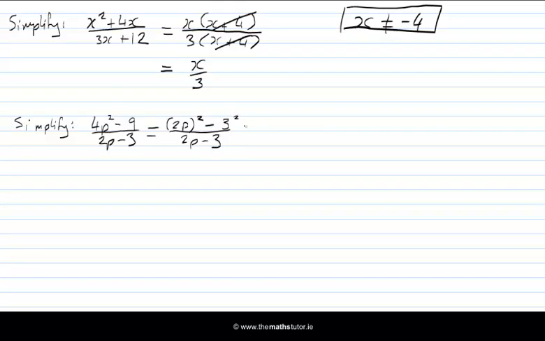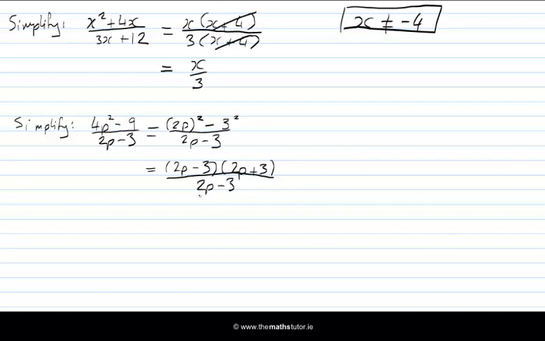And you can't divide at this stage. These two are separated by the minus sign, and they've got the squares, so these two things are not equal. You can't cancel them yet. What we have to do is factorize this numerator. So it's a difference of two squares, which means we're going to get 2p minus 3 times 2p plus 3. And that's all divided by 2p minus 3.